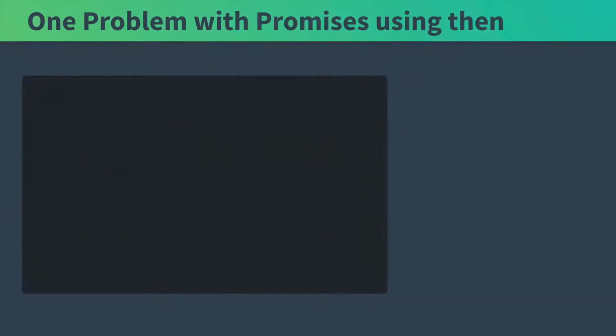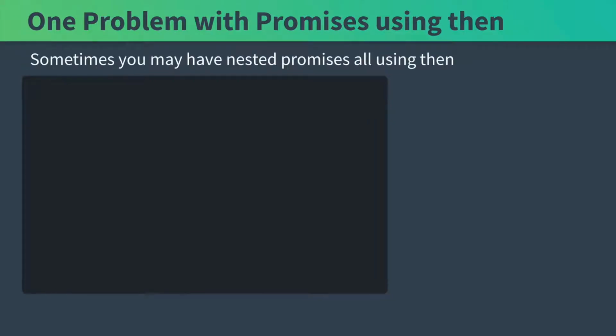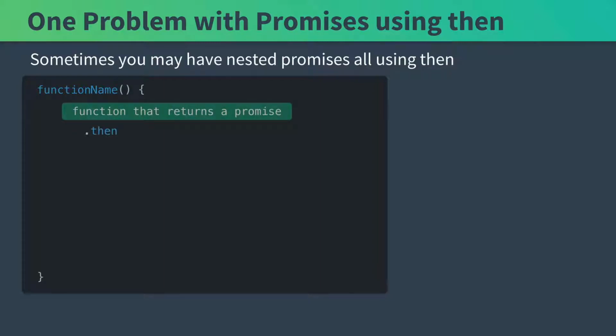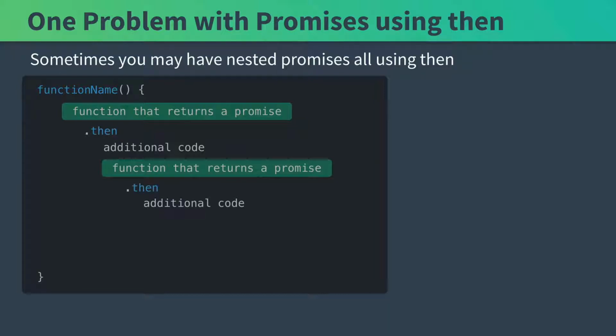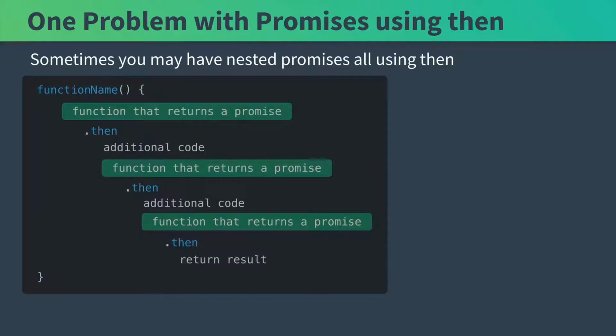Here's a problem you might run into when using then. Specifically, when you have a lot of nested promises. So here's a function. This might call a function that returns a promise. Then we might want to run some additional code. And inside that additional code, we might want to run some additional code that returns a promise. We want to wait for that to return and then run some additional code. And then maybe run another function and then return a result.